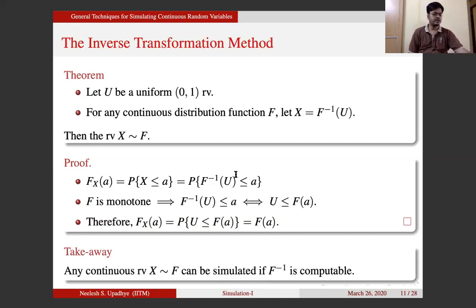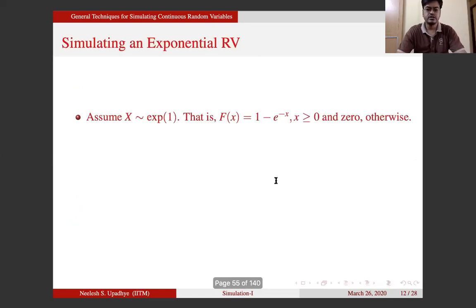Let us now try to understand this particular method via one example. So what is the example? Let us try to simulate an exponential random variable. We all know the exponential random variable, let us say with rate lambda or mean 1 by lambda. In this particular case, we will consider lambda to be equal to 1. So I have X following exponential 1 distribution.